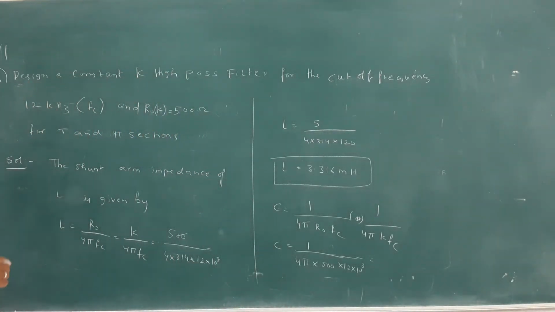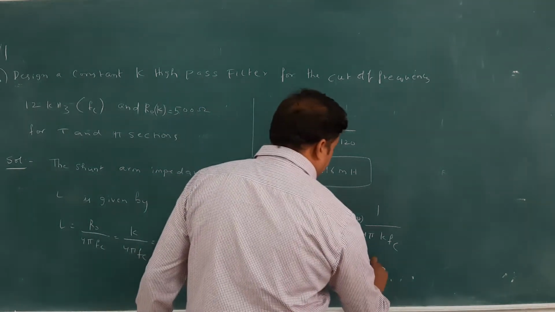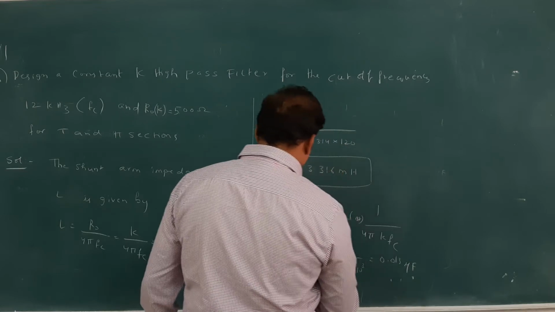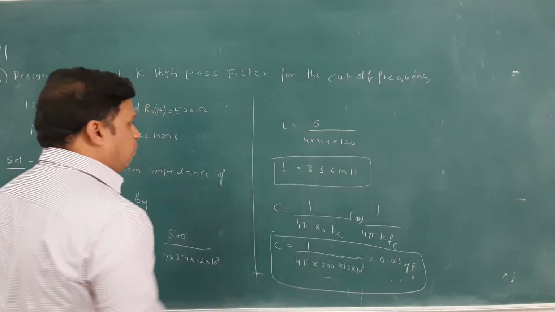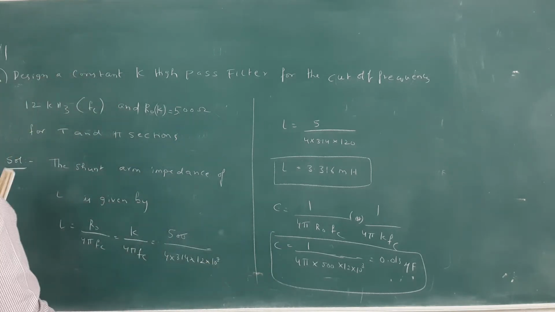C is this one, all these come up here, it becomes 0.013 microfarad. If you calculate it, you get the capacitor value as C is equal to 0.013 microfarad. Now we will design according to this value. Okay, what is the design of this constant K high pass filter, we will see now. Now we will design this constant K high pass filter.